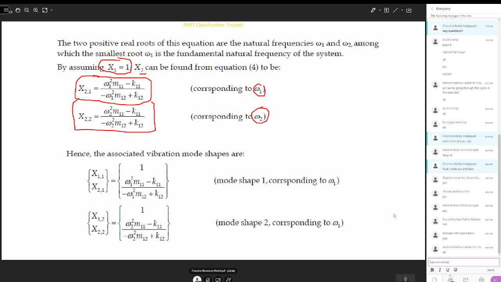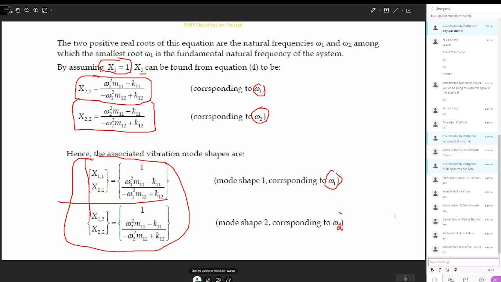Okay, so therefore you can write the total response in matrix format. So you can write like this. The first one is for frequency omega 1. The second one is for frequency omega 2. Okay, so this is mode shape 1 for omega 1, and this is mode shape 2 for omega 2.